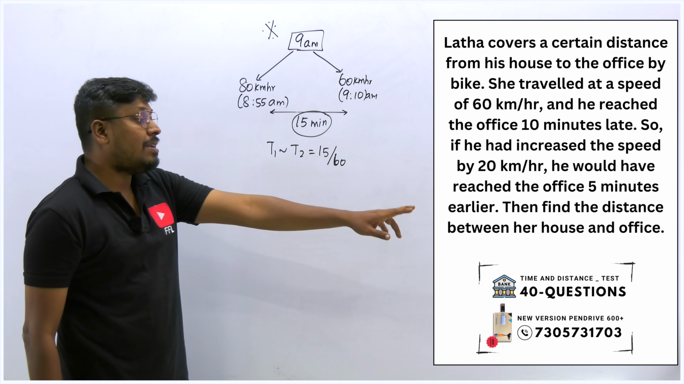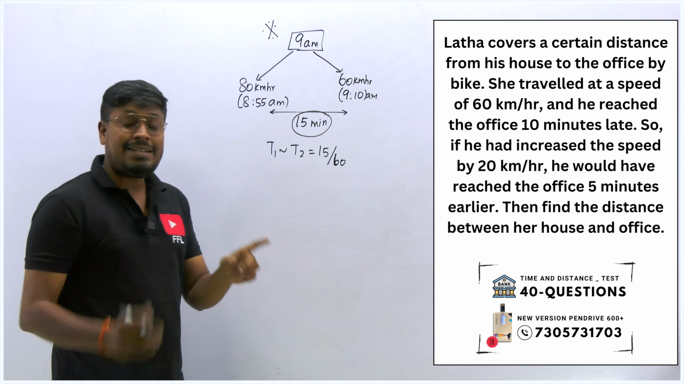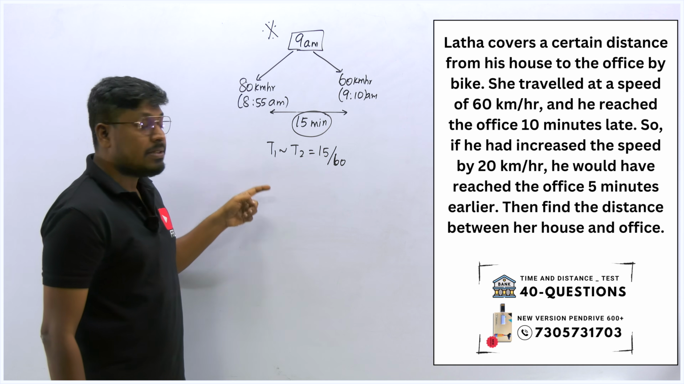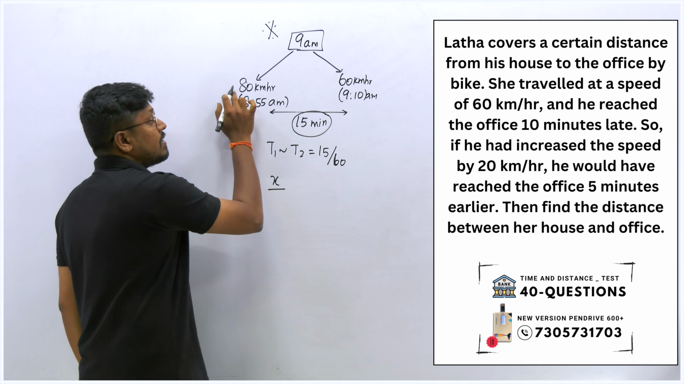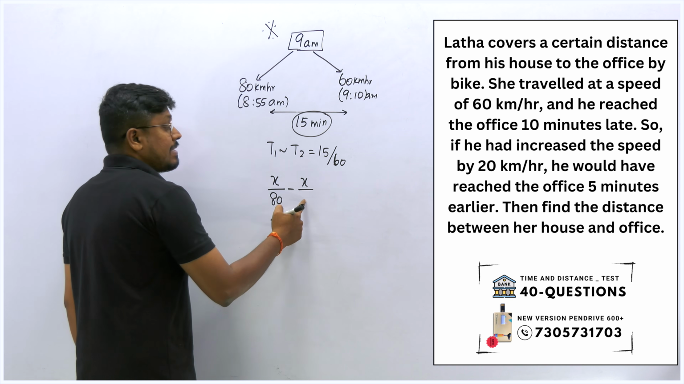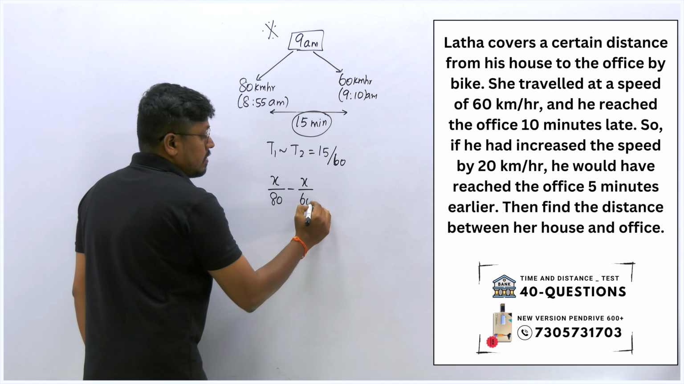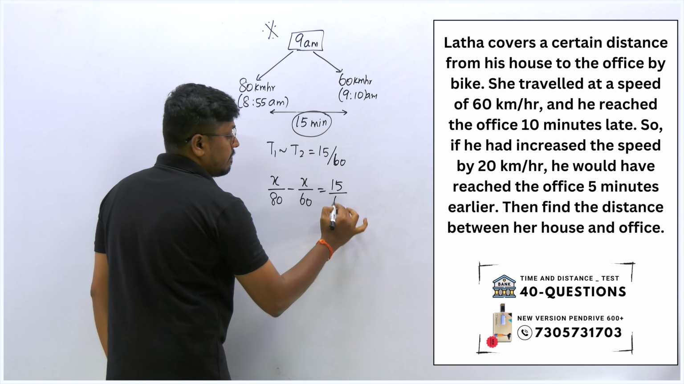According to the question, our target is to find the distance between our house and the office. That distance is unknown. So time is equal to distance by speed. So the total distance, which is unknown, divided by speed. The first speed is how much? 80. Minus, again the distance will be the same. The second speed is how much? 60. So the difference between both the timings is equal to 15 by 60.